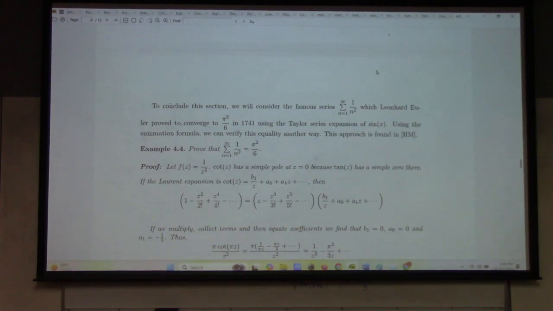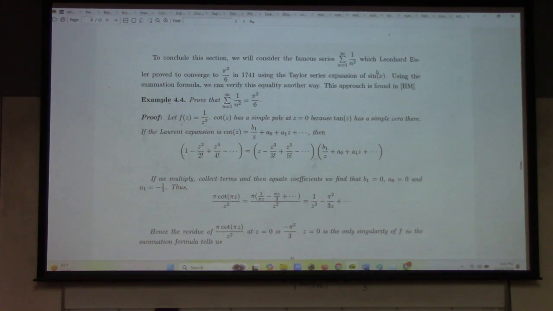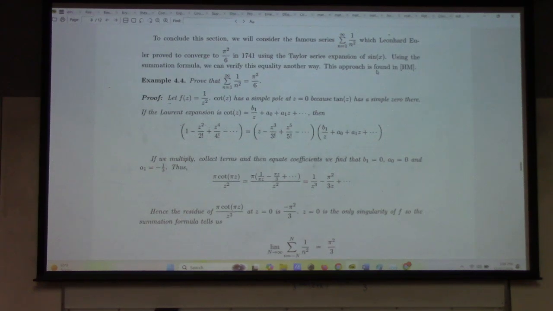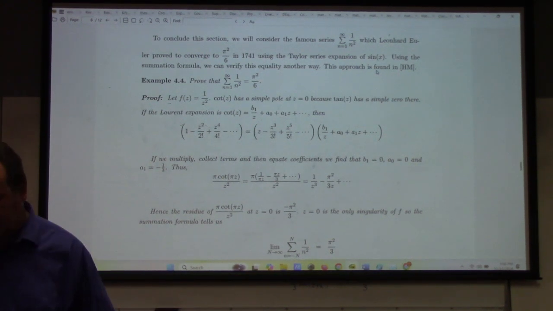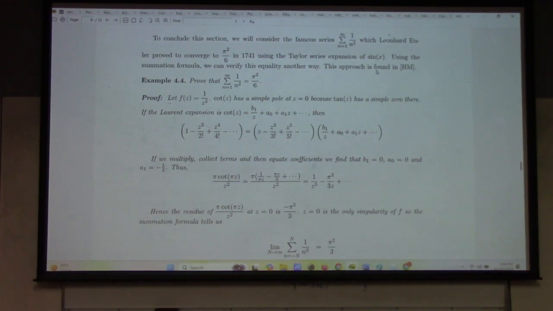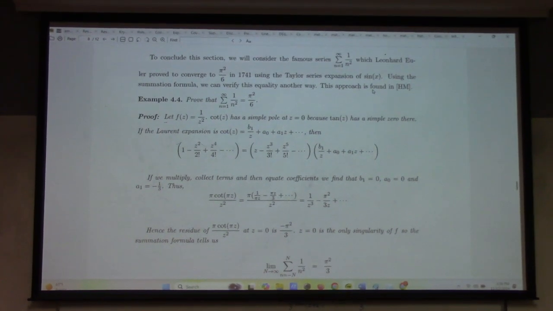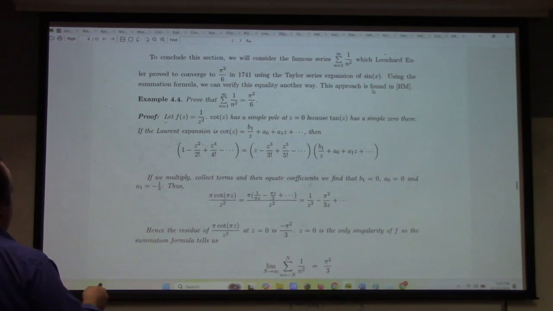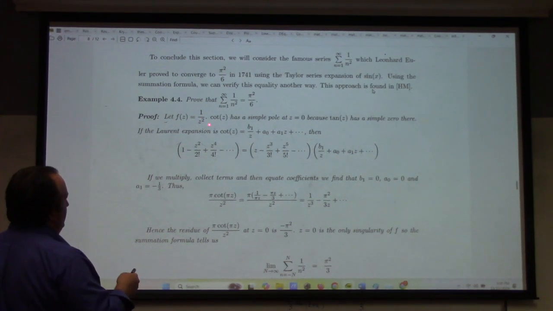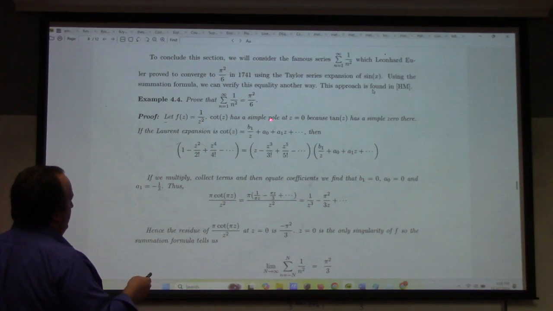So here's a rather famous example. The p equals 2 series, which converges to pi squared over 6, as it turns out. And here's one way you can look at that. If we look at f of z is 1 over z squared, it has a simple pole at 0 when multiplied by cotangent.